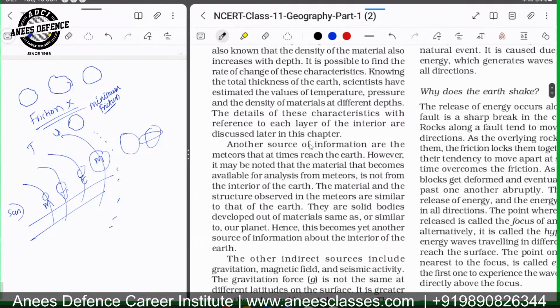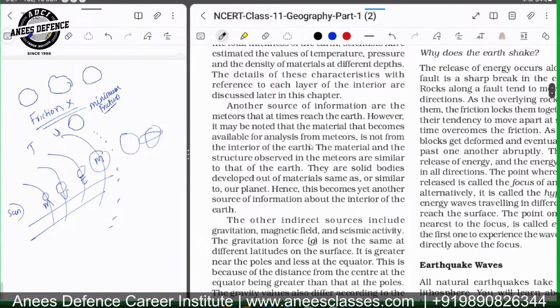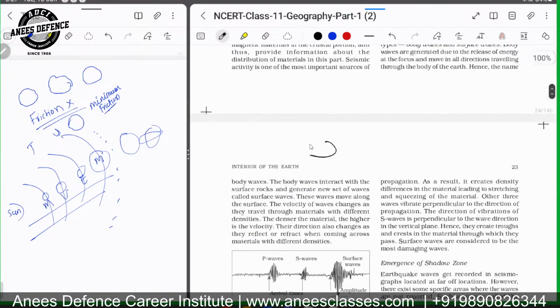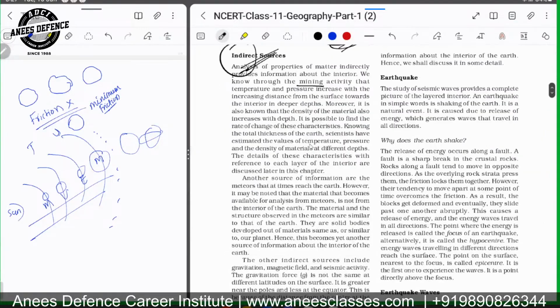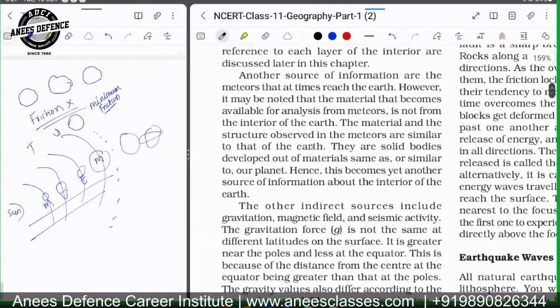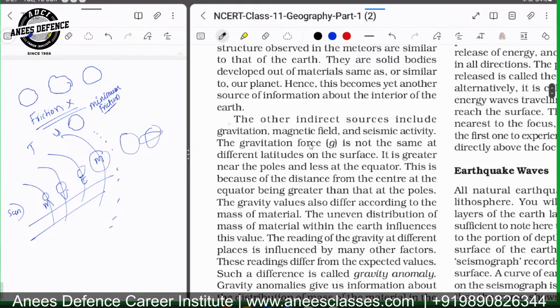Another source of information is the meteorites. However, it may be noted that the material that becomes available for analysis from meteorites is not from the interior of the earth. The material and the structure observed in the meteorites are similar to that of earth, but not necessarily as the core. Another indirect source includes gravitational, magnetic field, and seismic activities. Seismic activities means earthquake-related activities.